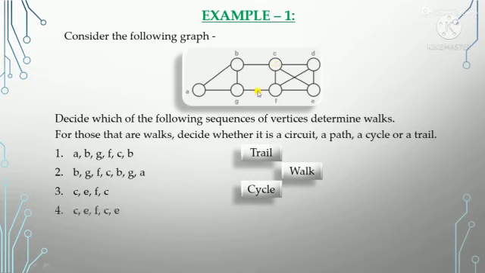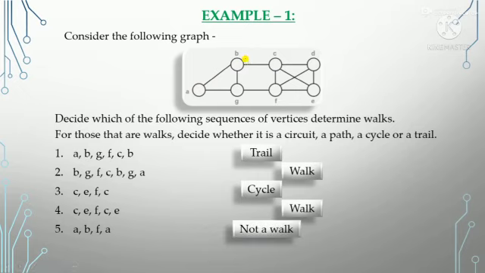Now next one is C, E, F, C, E. Right? So here it again becomes a walk, but the first and last points are not the same, so it is a simple walk. Now A, B, A, B, F, A. B is not connected to F, right? F is not directly connected to A, so it is not a walk. It does not become a walk.